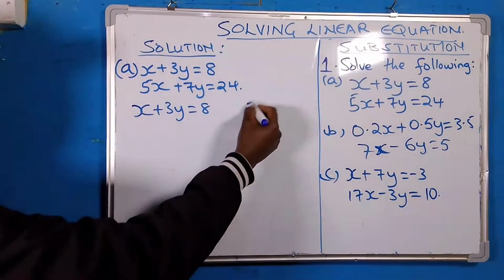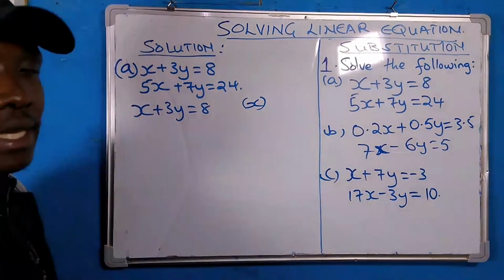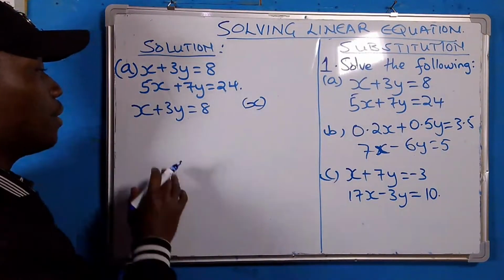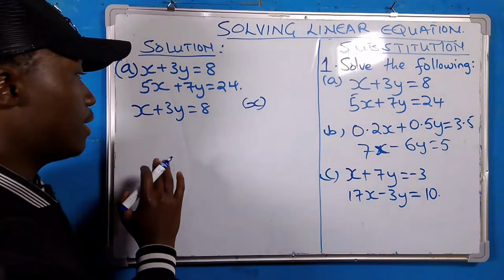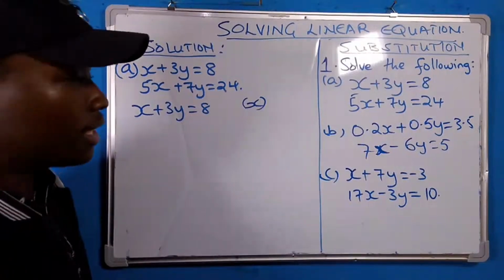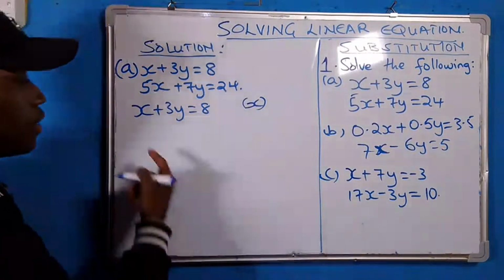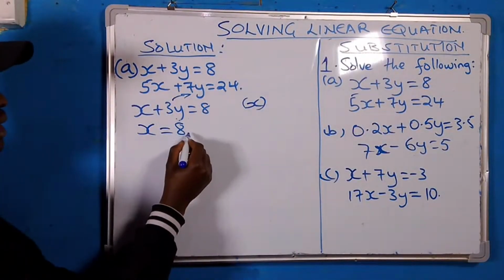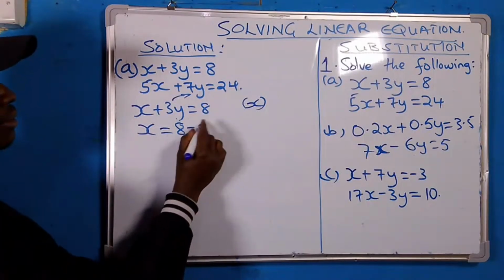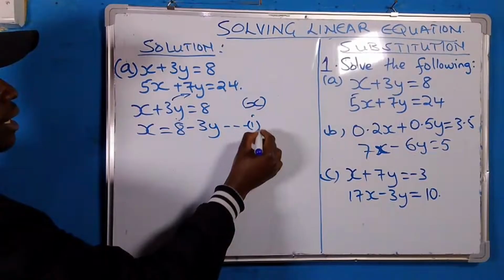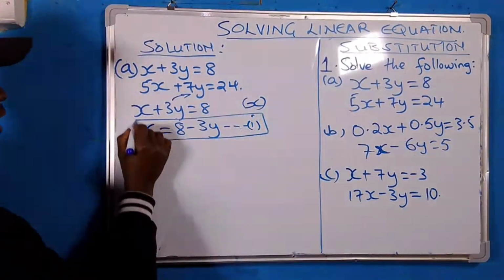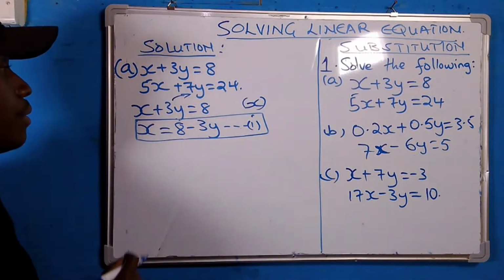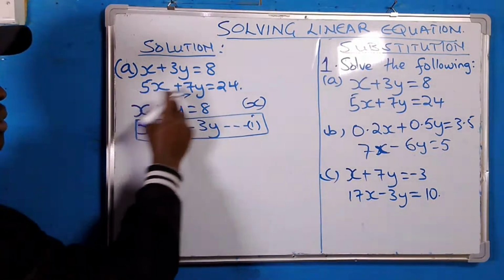And this being our main equation, we can decide on making x the subject of our formula. Making x the subject of our formula simply means we will ensure that x is on one side of the equal sign and take all signs and variables to the other side of the equal sign. So we will have x remaining there, then plus 3y will go to the other side and be 8 minus 3y. We will call that our equation 1. So we have derived another equation for x. Getting that, we will now substitute this value of x into our second equation.